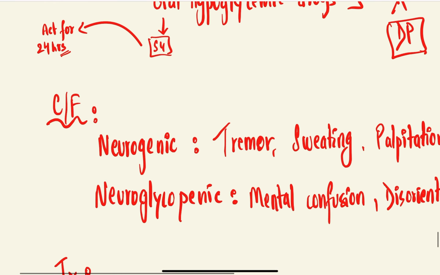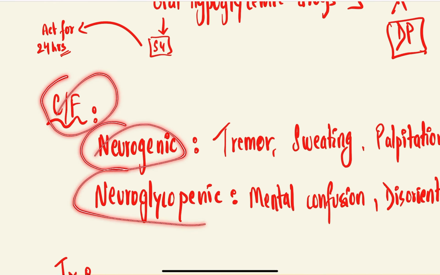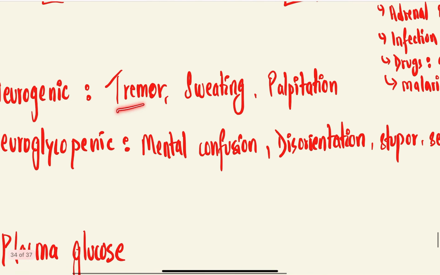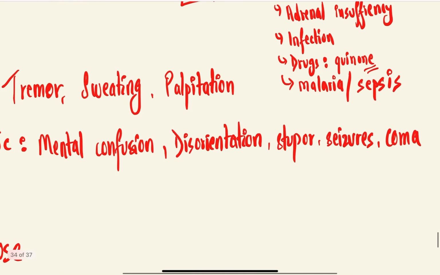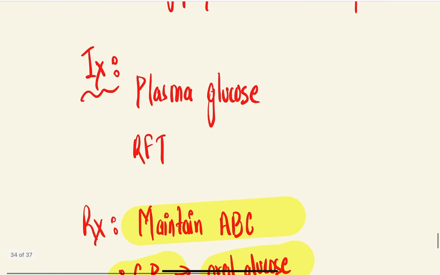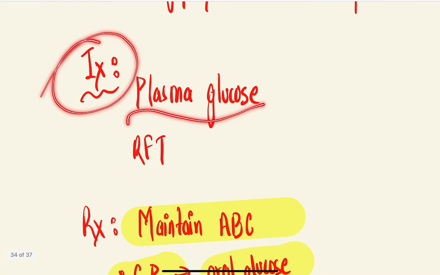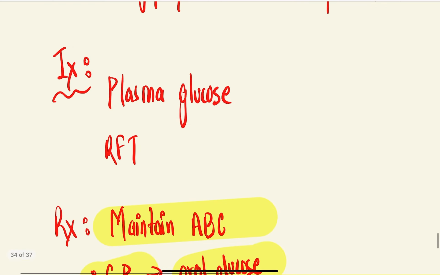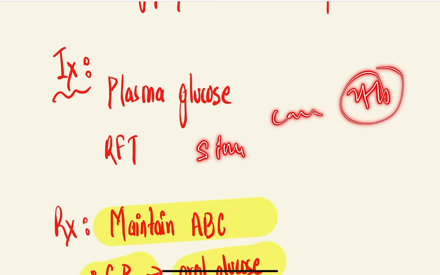The clinical features include neurogenic and neuroglycopenic. Neurogenic includes tremors, sweating, and palpitation. Neuroglycopenic has mental confusion, disorientation, stupor, seizures, coma, etc. And for investigations, we can go for plasma glucose level, renal function test, serum insulin, C-peptide, and other antibodies.